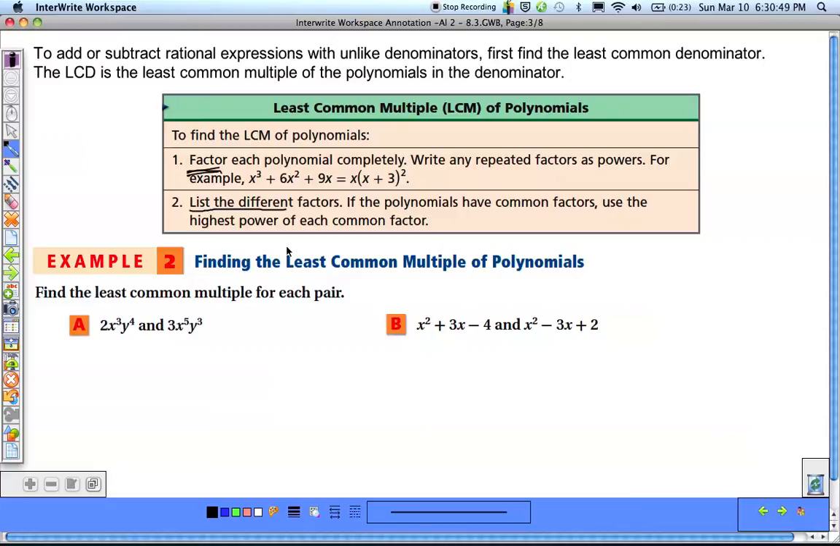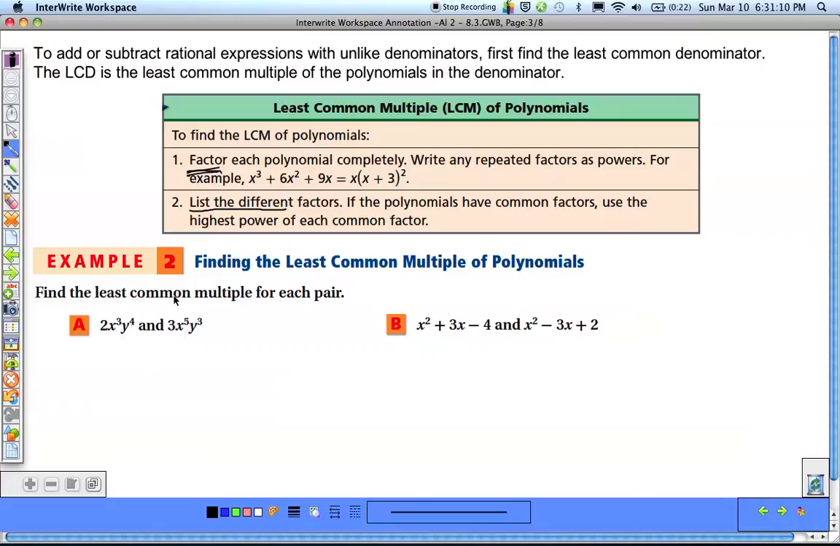We just have to make sure that this common denominator, or our least common multiple, contains each one of those different factors. So if we take a look at this first example, these are just two monomials, so we don't have to really worry about trying to factor them. We just have to take a look at the numbers and the variables and make sure our least common multiple contains everything within each one of those.